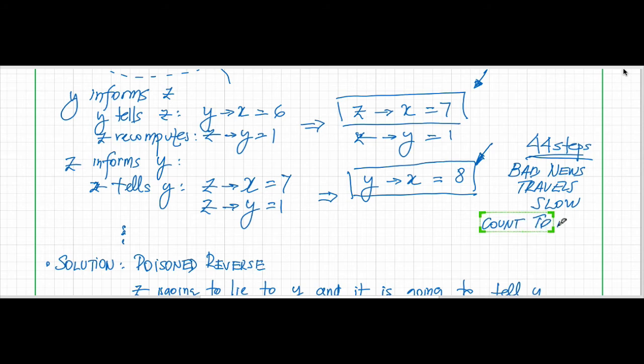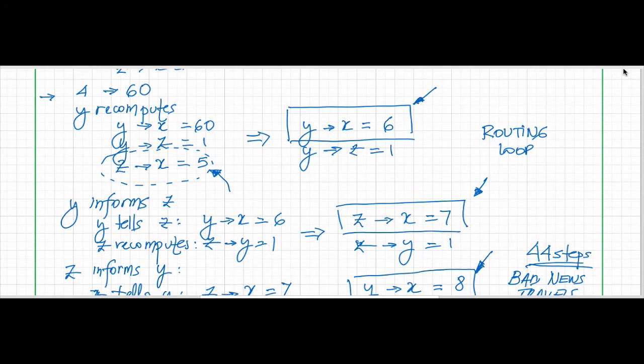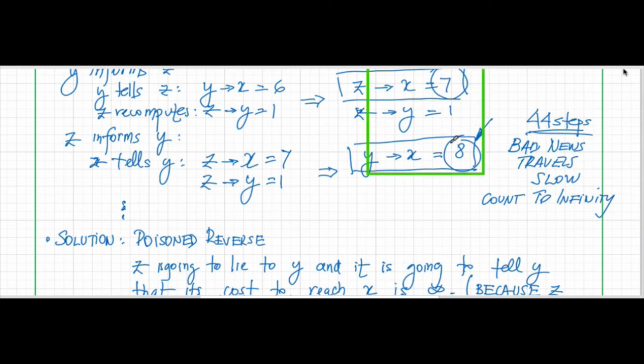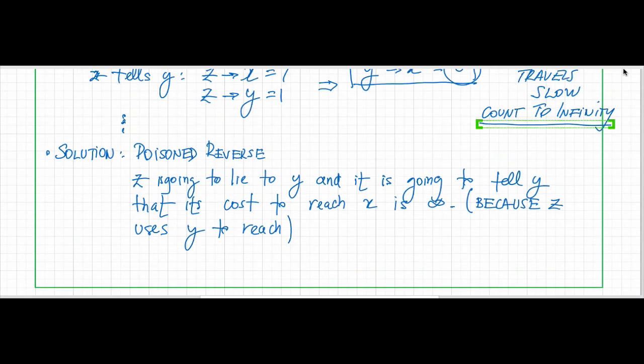Why? Because again, if the cost of the links are really high, you're basically counting up as we saw here. We started at 6, then we went to 7, then we went to 8, and we're going to go to 9, eventually until we reach a cost higher than 50, and that's going to take 44 steps. And that's also known as the count to infinity problem, and it is solved with this solution called poison reverse, where any node that is going to use another node to reach a destination is going to lie about the cost to reach this first node.